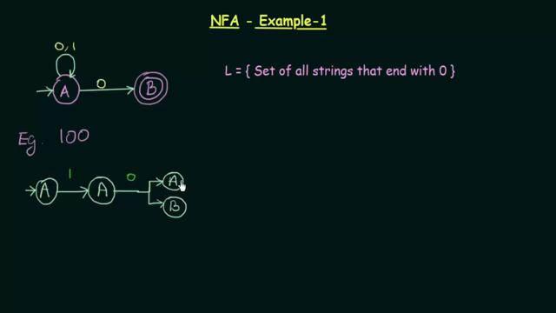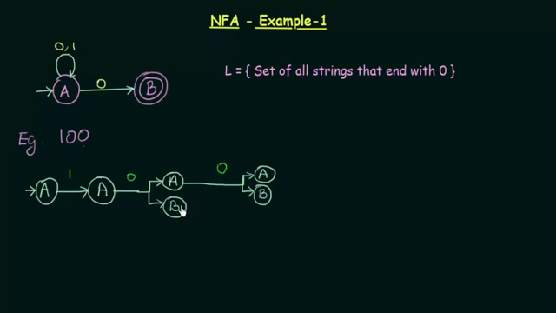Alright, now we are in these two states, right? And what is my next input? My next input is again 0. And what happens? Let's see. A on getting input 0, where does it go? A on getting input 0, it goes to A and B, right? Again it goes to A itself, right here, and it also goes to B.